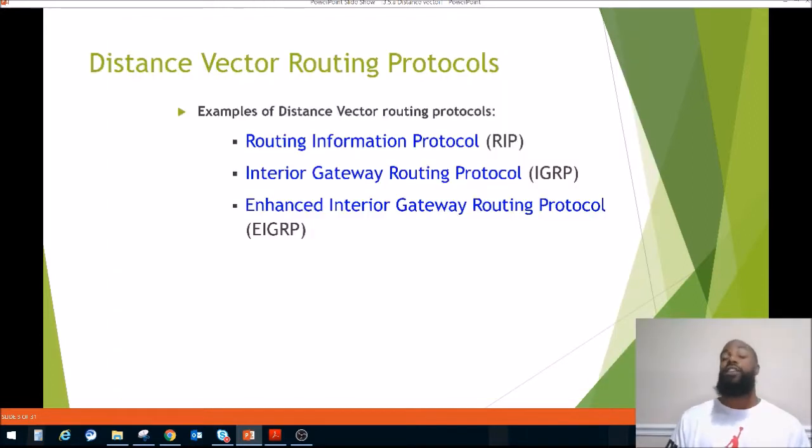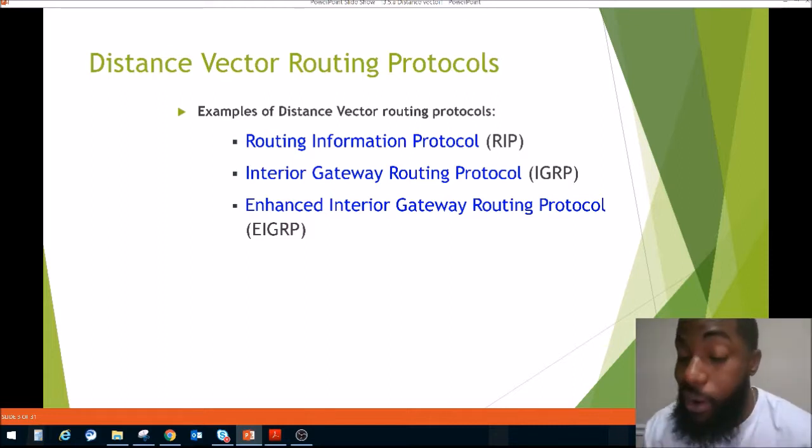There's a couple of them that are out there, right? Some are in use today, some are not. There's 3 that can be categorized as distance vector. One of them is kind of a special one. First one is RIP. As you can tell, RIP stands for Routing Information Protocol. However, this is kind of a dead protocol too.